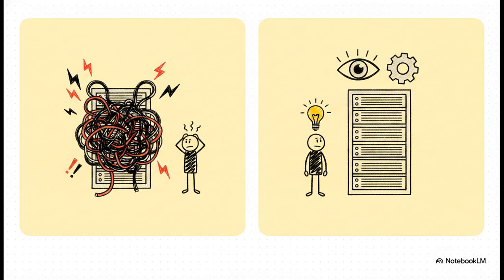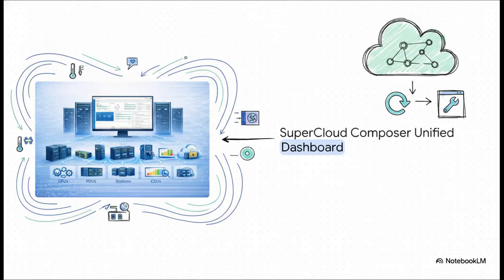We replace it with centralized visibility, clear location awareness right down to the specific node, and, this is the big one, automated, policy-driven responses. Like, if there's a coolant leak, SCC can execute a graceful shutdown automatically to prevent a total meltdown. This gives you a true single pane of glass.